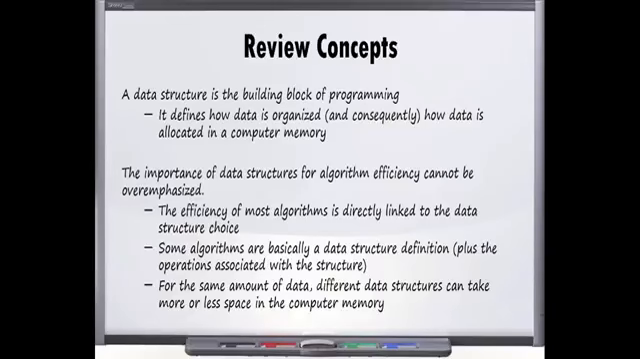Secondly, the ADTs, that means the abstract data types, which basically are data structure plus the operations associated with it. These implementations also need a better understanding of data. And thirdly, for the same amount of data, different data structures can take more or less space. This actually deals with the complexity. So these were the earlier concepts that we have learned.